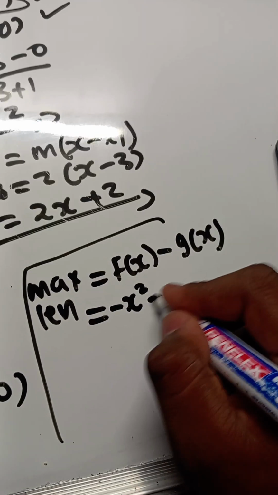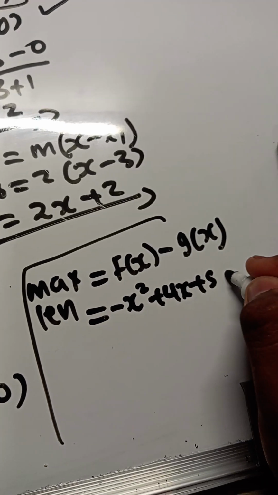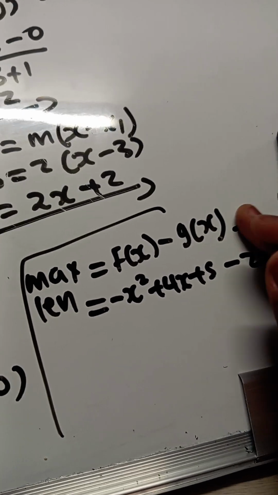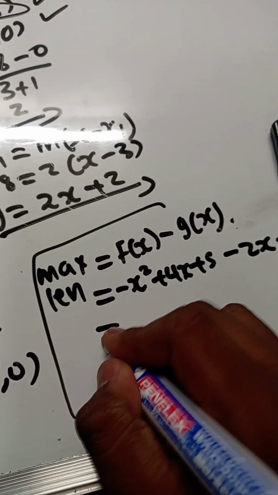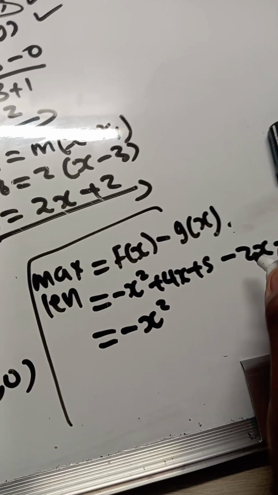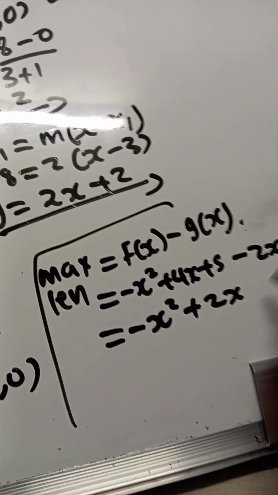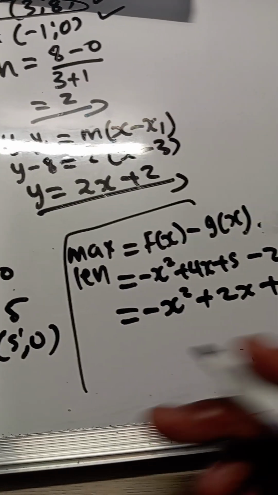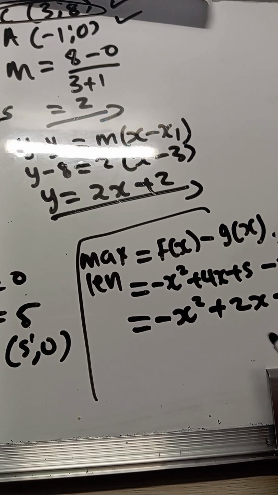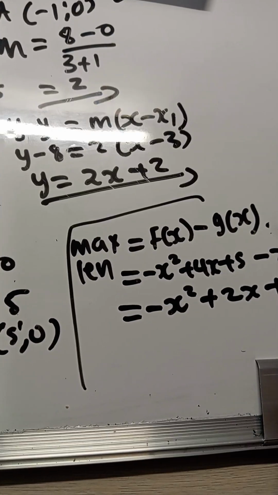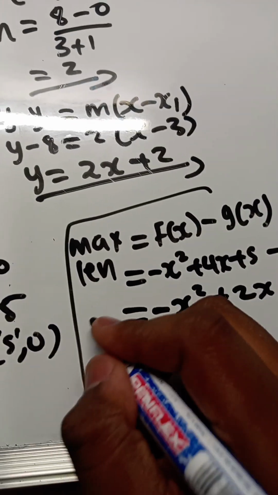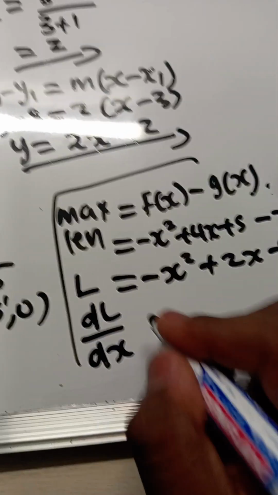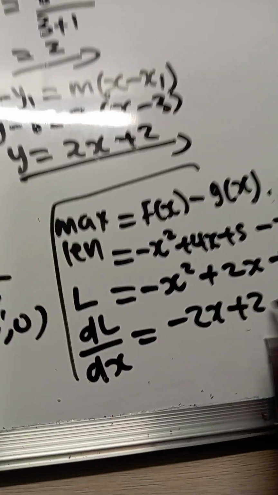-x squared plus 4x plus 5 minus, so it is minus 2x plus 2, right? So it is minus 2x minus 2. Can you see how it is? And then to simplify it, I'm just going to have -x squared, 4x minus 2x is 2x, 5 minus 2 is plus 3. But whenever they say maximum, this is basically the equation I have for the length, right? Now I'm just going to have to find the derivative. So let me call this maximum length L. So I'm just going to derive L with respect to x. dL over dx is -2x plus 2, right?